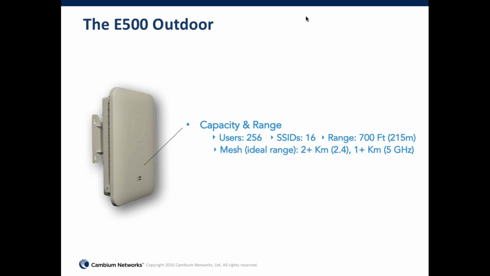Those numbers you see for meshing are what we found to be about the max range for its mesh, over 2 kilometers for 2.4 and 1 kilometer for 5 gigahertz. Now, we don't recommend that you do it at those far rates because your throughput typically falls with distance, but that gives you a sense of how powerful this access point is.